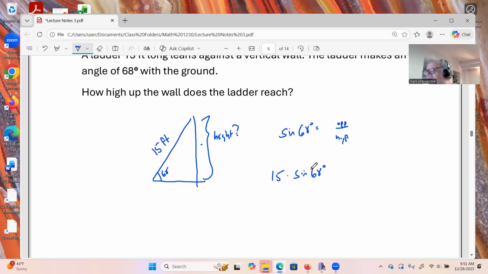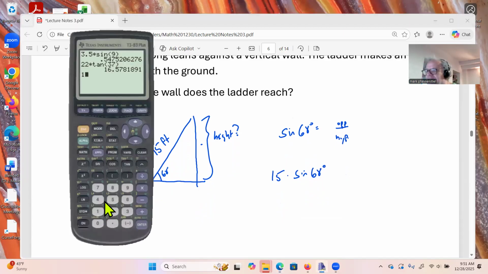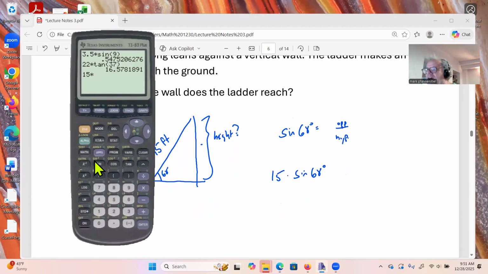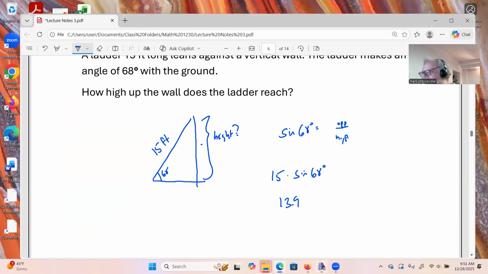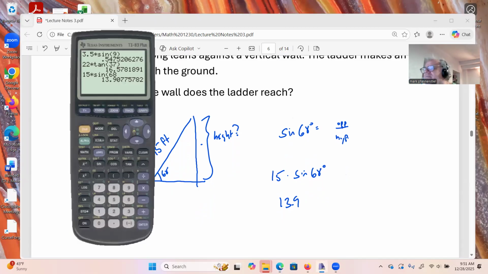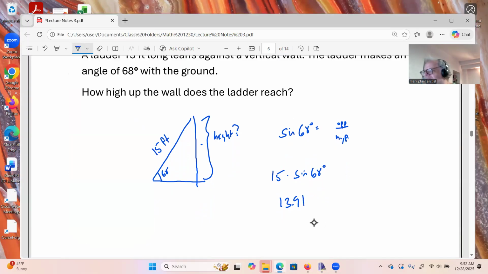All right, so we can go ahead and do that. We just go through our calculator again. 15 times sine of 68 degrees. Okay, that's 13.9 something. Say 13.91 feet. And that would be our answer for that. Again, notice we drew a picture. We write down the right units when we're done. We have it to the correct decimals when we're done.